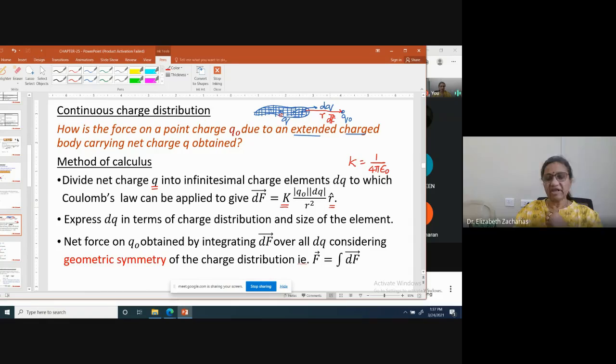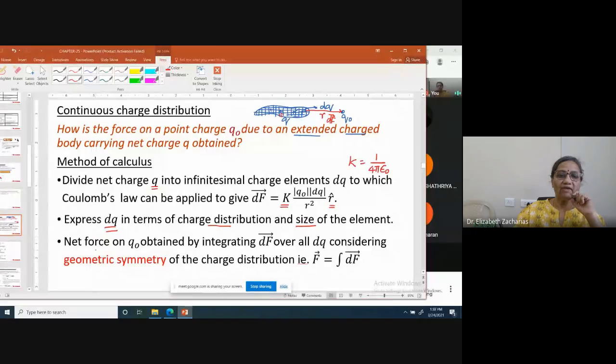Yes, ma'am. Right. Now what you do is do the same for all the elements. I have to somehow connect all these dqs to the geometry of the material. So next I have to express dq in terms of charge distribution and size, that is geometry. I have to connect dq to the size of the element. I can do that via the charge distribution. What it means, I will explain in a few minutes.